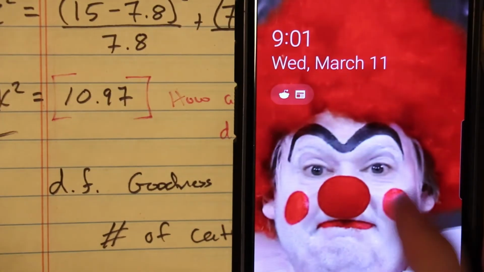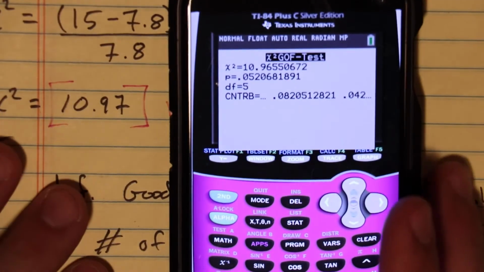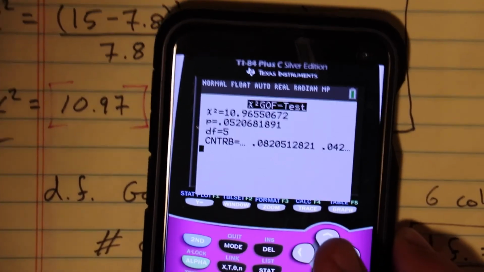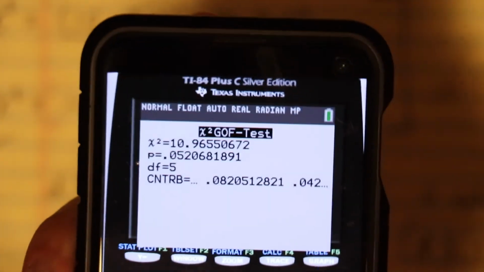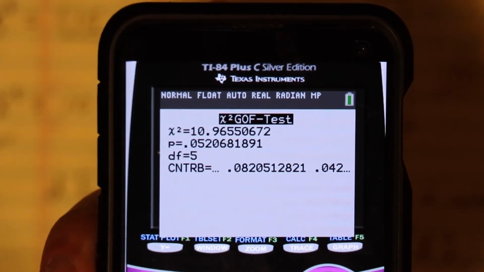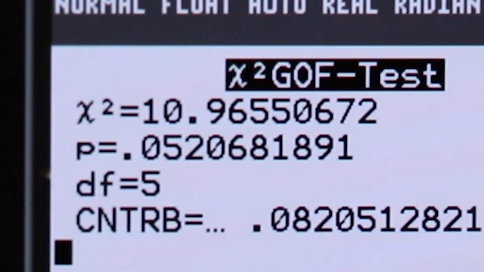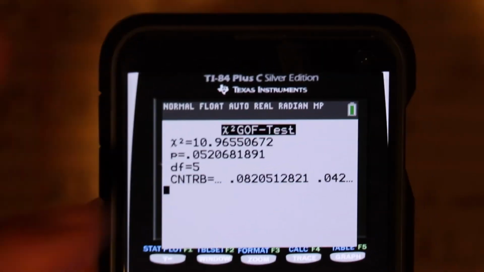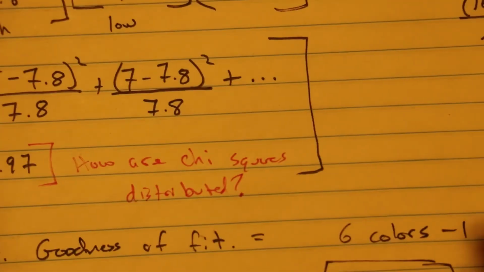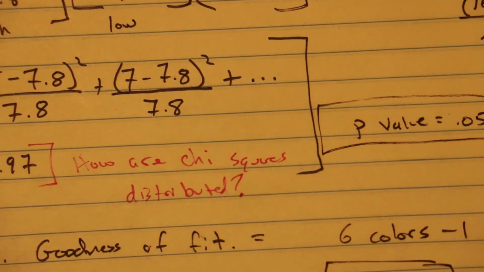So one thing that you could do, you take a look at here, is your calculator tells you your p-value right there. You know, we said it was between 5 and 10%, and sure enough, there it is. It's right here, 0.052. So our p-value is 0.052.